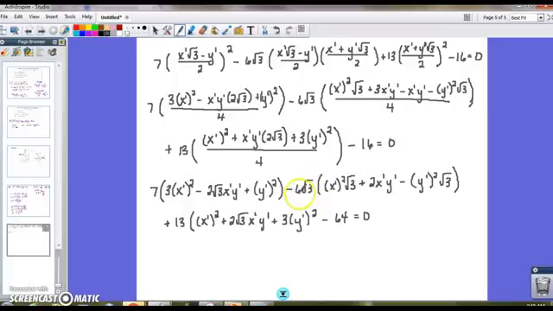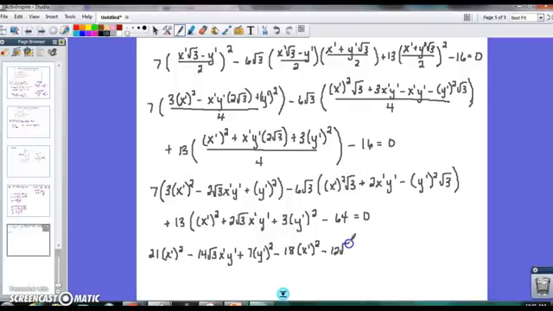I'm going to distribute the 7, and I'm going to distribute the negative 6 root 3, and I'm going to distribute the 13. Okay, so once I do my distributing, I end up with 21 x prime squared minus 14 root 3 x prime y prime plus 7 y prime squared minus root 3 times root 3 would give me 3 times that negative 6. So I have negative 18 x prime squared minus 12 root 3 x prime y prime plus 18 y prime squared. So that takes care of that.